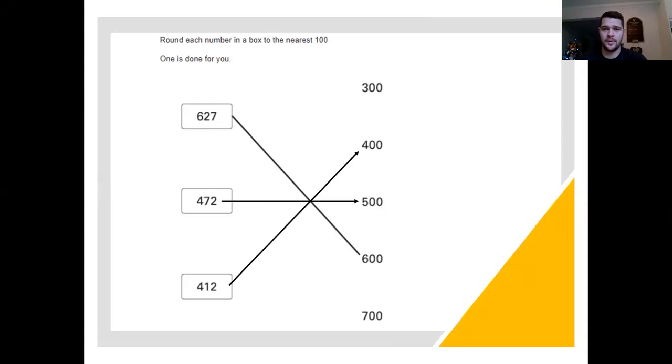Just to quickly recap on our learning, 627 rounded to the nearest 100 is 600 because my 2 tens rounds down. 472 rounded to the nearest 100 is 500 because my 7 tens rounds my hundreds column up. And then 412 rounds to 400 because my 1 ten keeps my 400s the same.